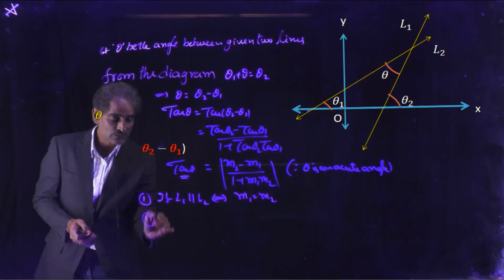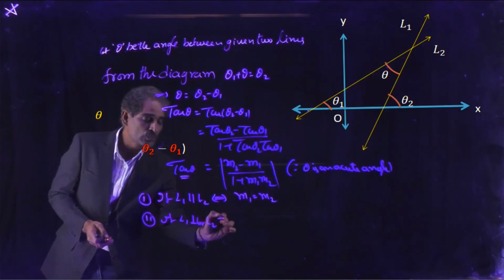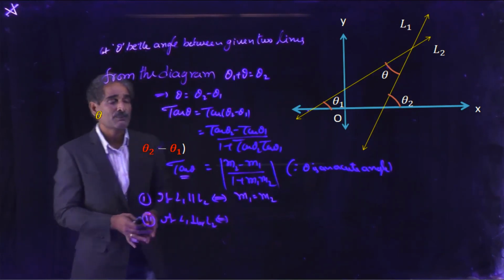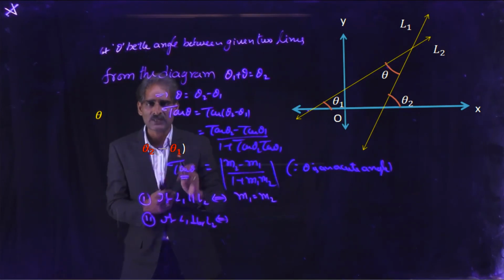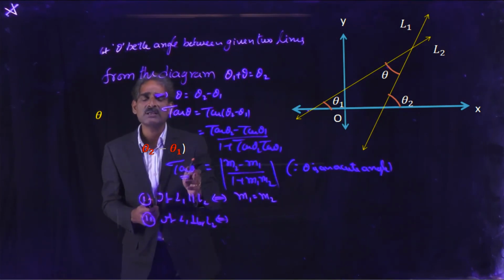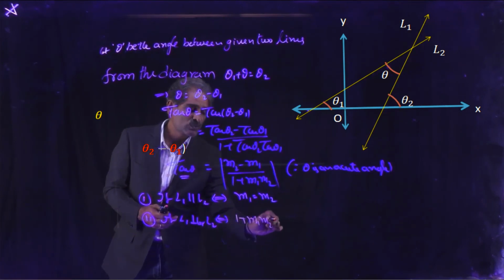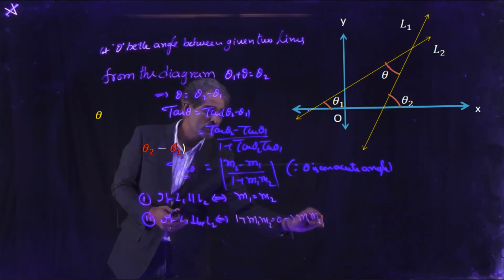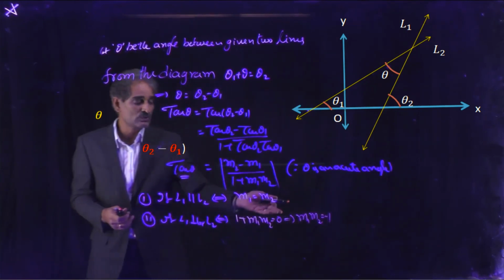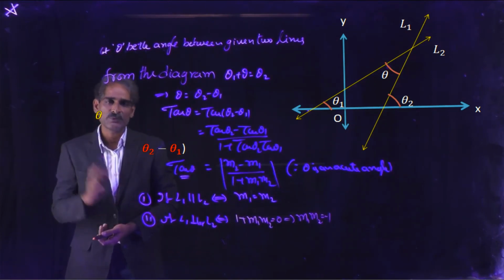So the second one, if L1 is perpendicular to L2, then what will happen? Perpendicular means theta is 90 degrees. We don't apply this formula for 90 degrees. If theta is 90, tan 90 is infinity, something by 0. From this we will get 1 plus M1 M2 is equal to 0. This implies M1 M2 equals minus 1. We already discussed this relation between the slopes when the two lines are perpendicular in the previous sessions.